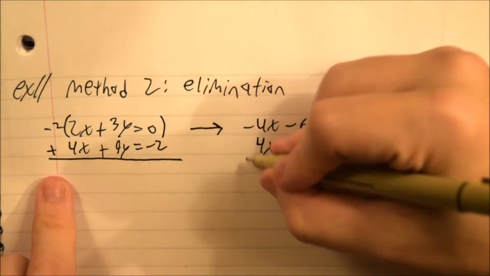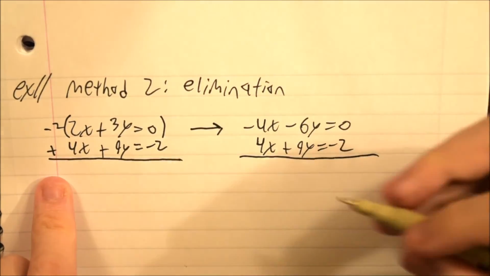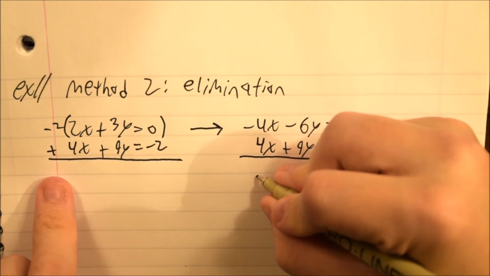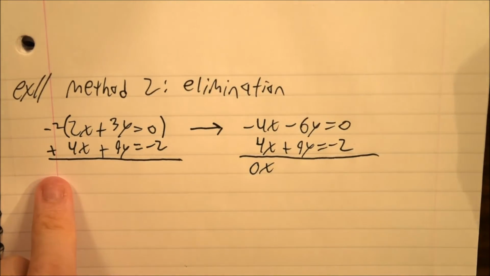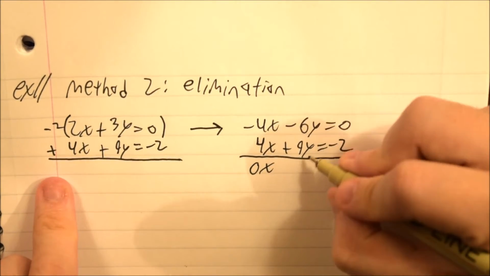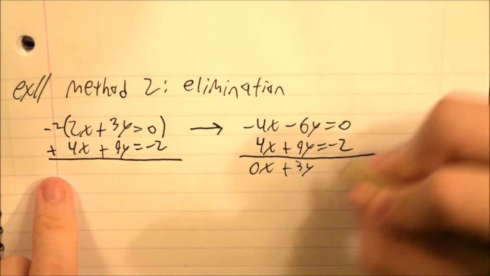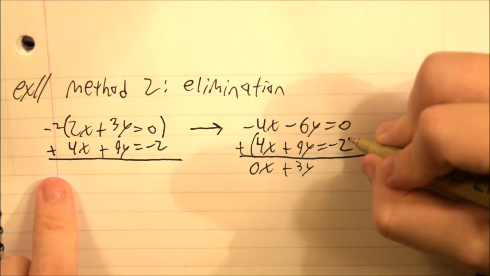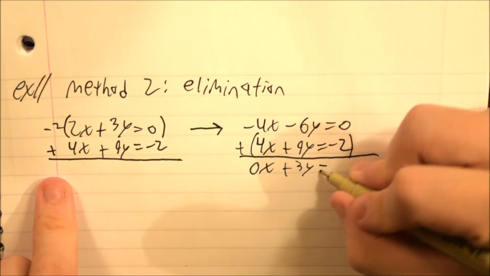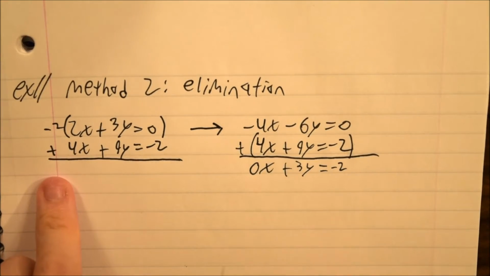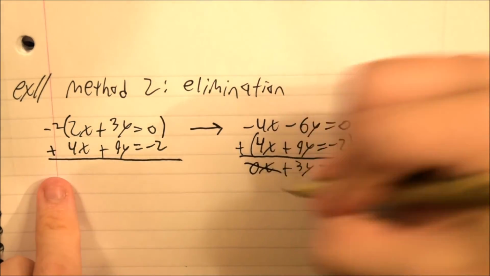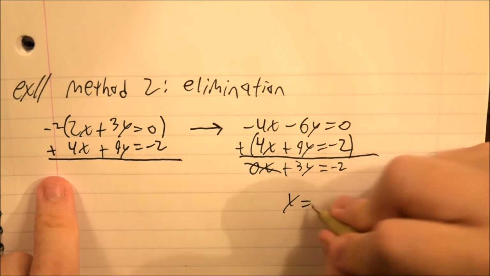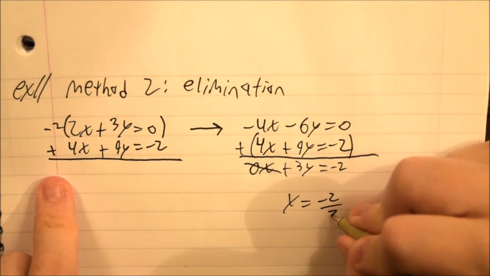Now if I add these two equations together, negative 4x plus 4x gives me 0x. Negative 6y plus 9y gives me plus 3y. And I'm adding here: 0 plus negative 2 gives me negative 2. I have 0x here, so that's just 0, there's nothing there. And this gives me that y equals negative 2 over 3.